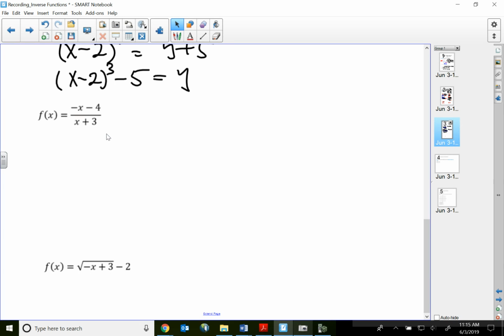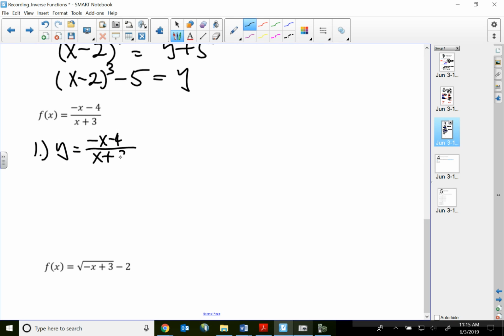Okay, so let's find the formula for its inverse. All right, so step number 1, replace f of x with y equal. Step number 2, interchange the x and y variables. So that will be x equal to negative y plus 4 over y plus 3. Step number 3, let's solve for y.